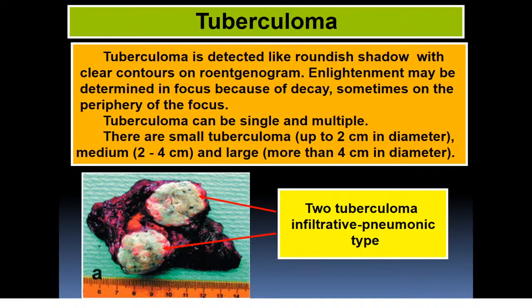Tuberculoma is detected like a round shadow with clear contours on rentgenogram. Enlightenment may be determined in the focus because of decay, sometimes on the periphery of the focus. Tuberculoma can be single and multiple.